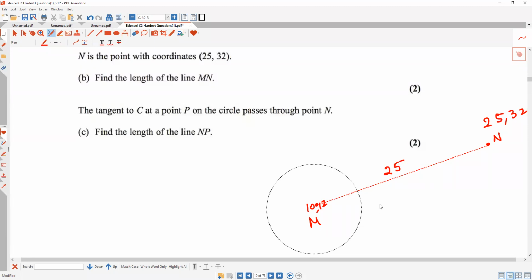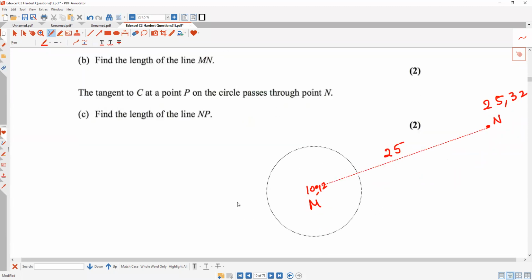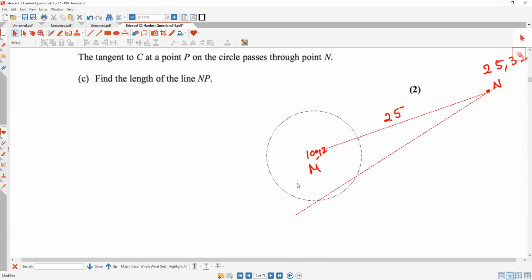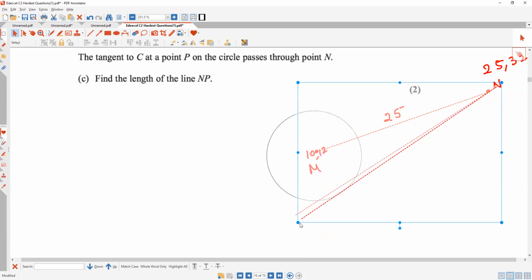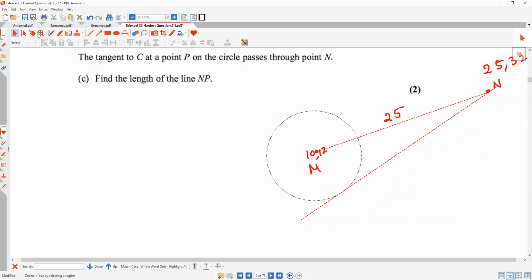Then they said there is a tangent which passes through N. Okay, so let's say there is a tangent which passes through N, and the tangent is at P. Now check. Is it making sense in your brain right now? Always draw the diagram. This M and P you already know. What was the radius you guys got? 7. And MN is 25.